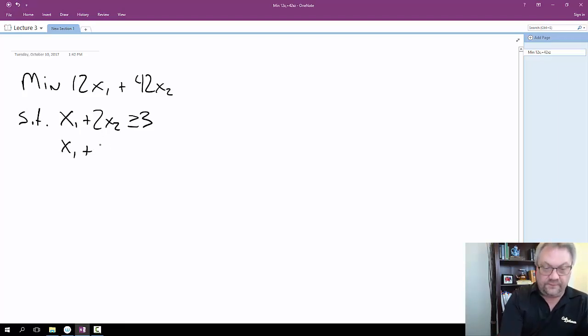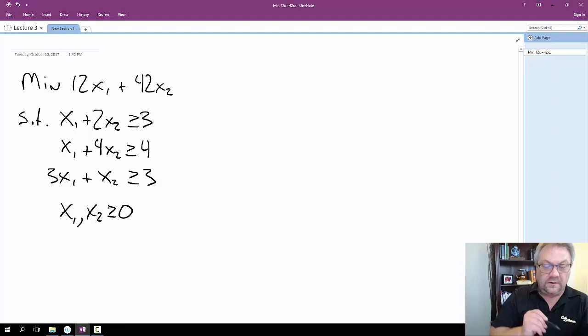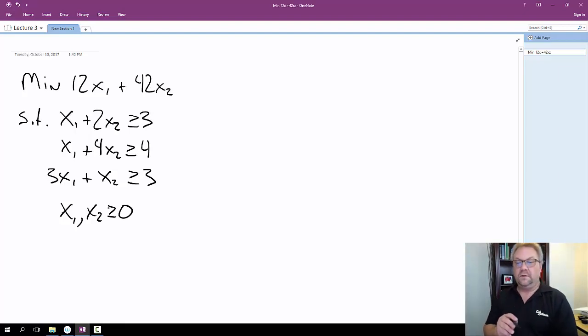x1 plus 4x2 is greater than or equal to 4. And then 3x1 plus x2 is greater than or equal to 3. And of course, x1, x2 are greater than or equal to 0. All right? So same thing as before.